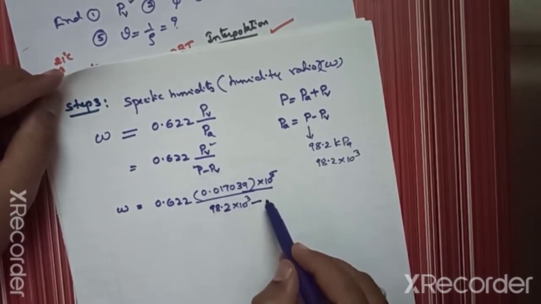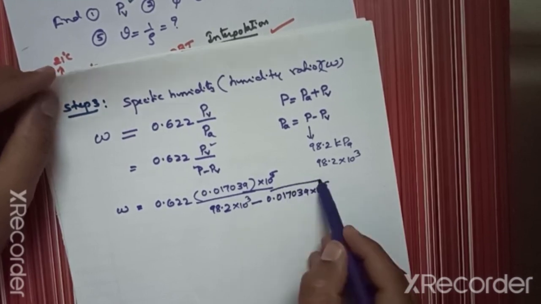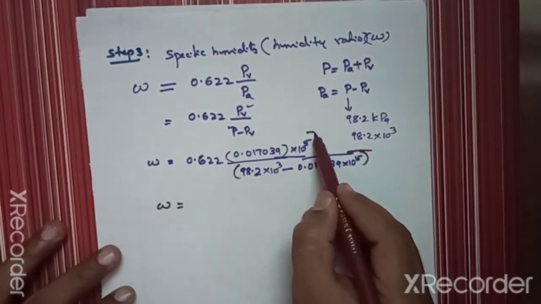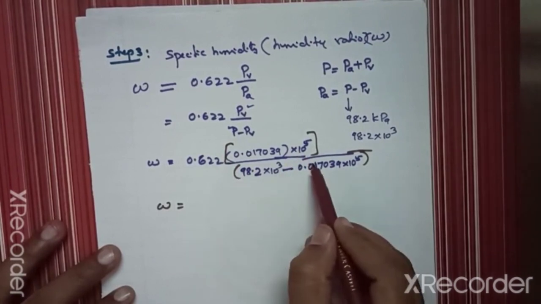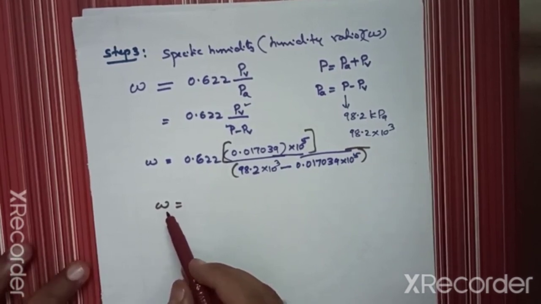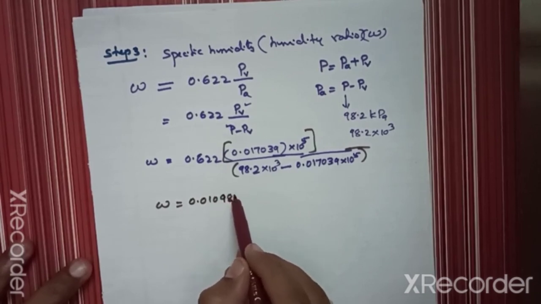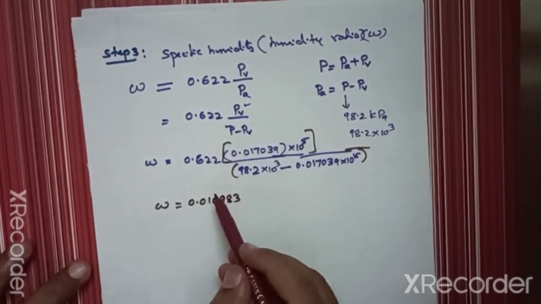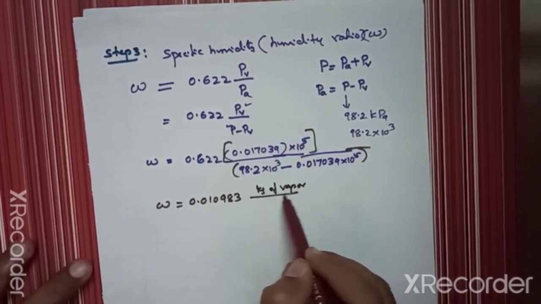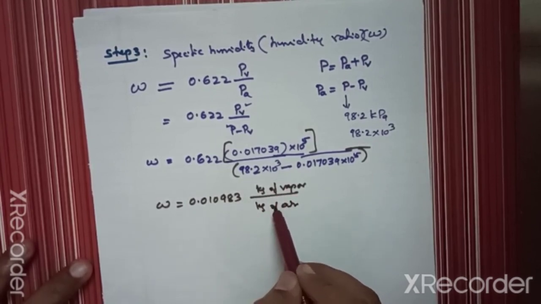So pressure of the vapor is 0.017039 into 10 to the power of 5 I will write. So omega is equal to, so please multiply these two factors and do some mathematical operation here using the calculator and calculate the value of omega. It is 0.010983 is a value of omega, and the unit of omega is kg of vapor in kg of air. Mass of vapor in 1 kg of air.